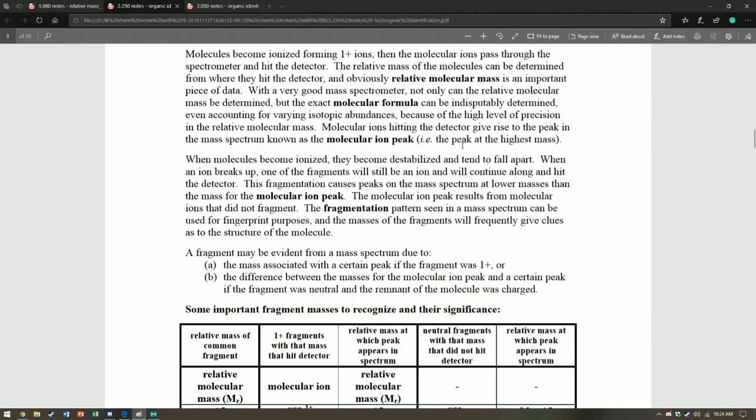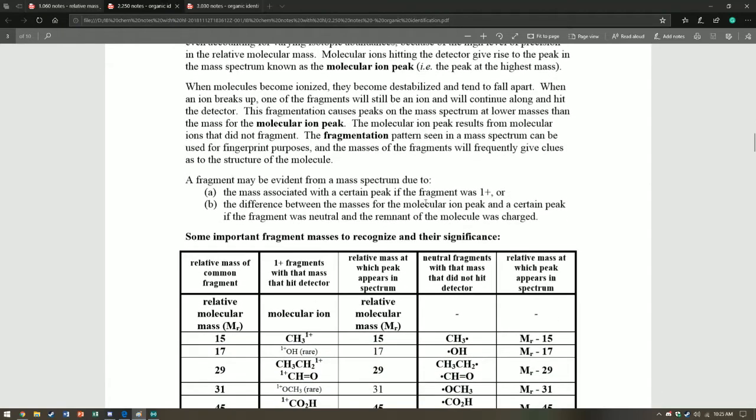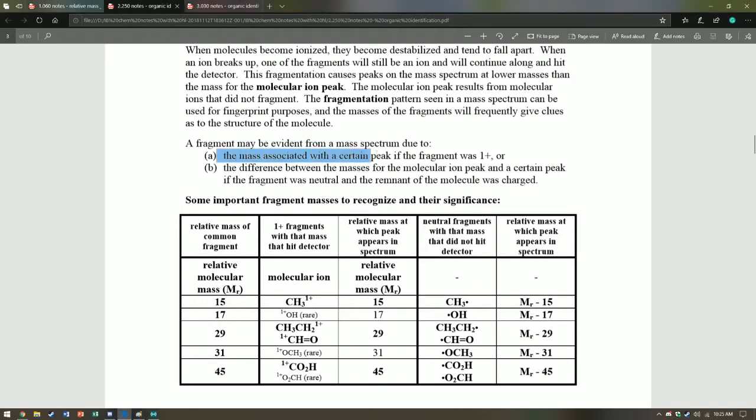Another thing, however, we can measure, and I think what might actually be probably most useful to you, is that when molecules become ionized, they generally tend to become unstable and they fall apart. And these molecular fragments of the molecule can hit the detector, or alternatively, we can notice gaps in the detector. We can notice gaps, differences in mass that correspond to a particular group, to a particular functional group, or a particular branch type. This is what we refer to as a fragmentation pattern. And a fragment may be evident if the mass associated with a certain peak was 1 plus, or there's a difference there, in which case the fragment was neutral and the remnant of one molecule was charged.